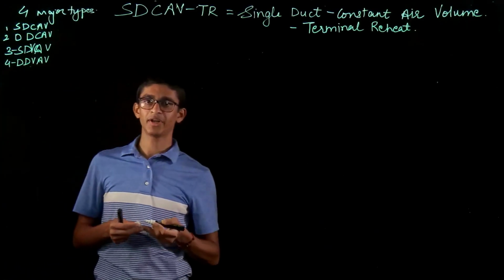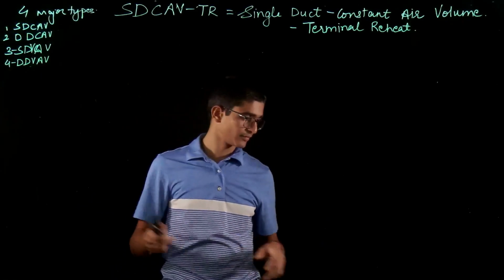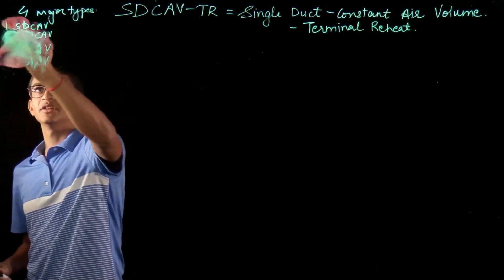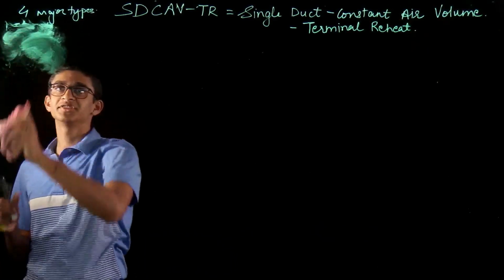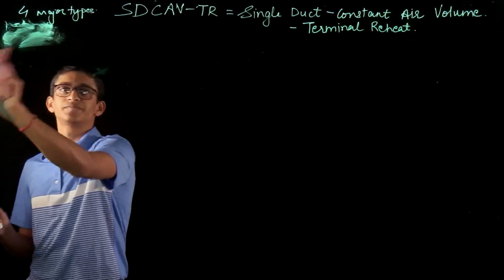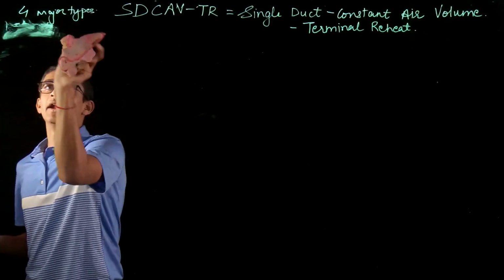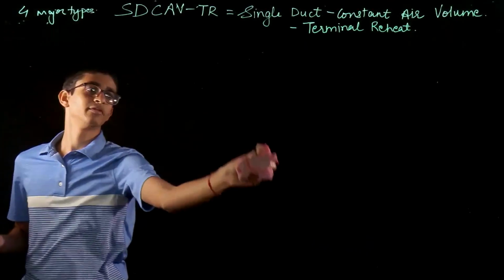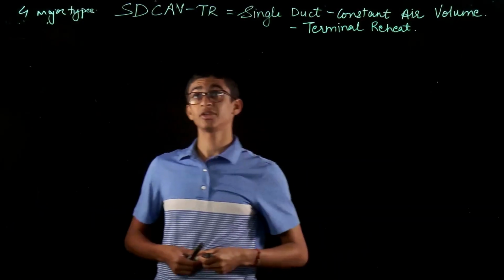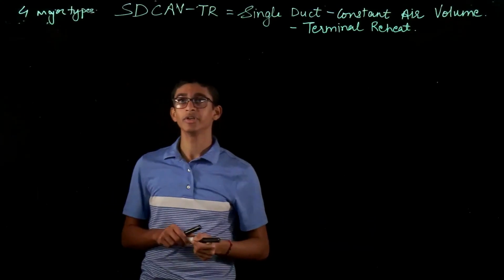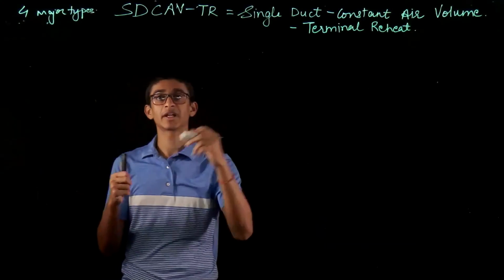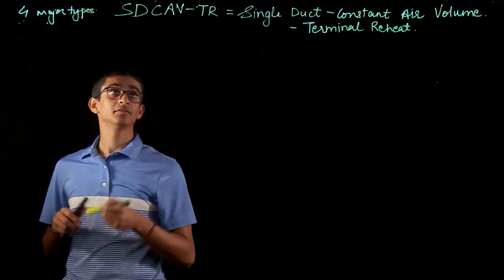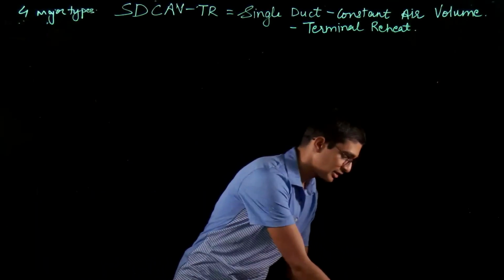And in 4 separate videos, I am going to cover each of these 4 systems. But for this video, we are going to start with the first one, which is single duct constant air volume. For each of these different types, I am going to cover the basic structure of the air handling unit and all the calculations which are to be done. So let's make the structure first.